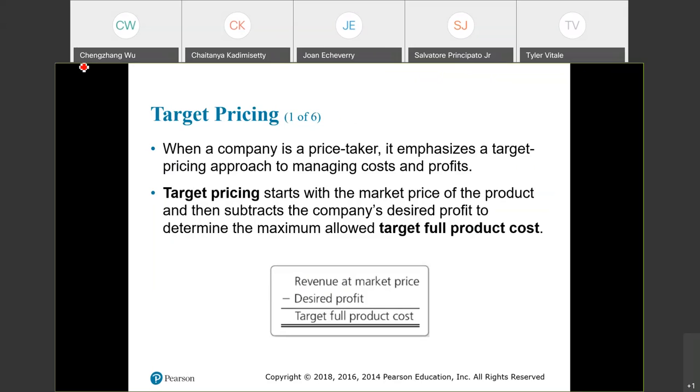Well, as you can see, target pricing starts with the market price of the product. Market price is the price that the customers are willing to pay. Or in other words, the market price is the price that is accepted by the company from the market. Okay? It starts with the market price of the product and then subtract the company's desired profit. And then determine the maximum allowed target product cost.